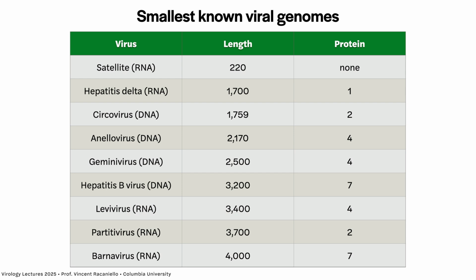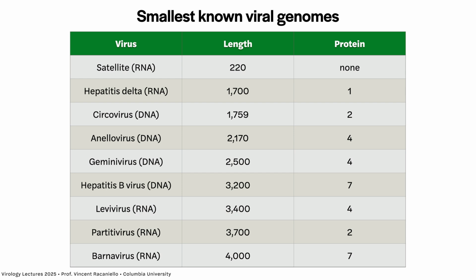Then under that is hepatitis delta RNA, which is a human pathogen. This encodes one protein, and it depends on hepatitis B virus to assemble a virus particle, a delta particle. And so you only find delta in people who already have hepatitis B virus infection. And we think that hepatitis delta makes hepatitis B virus infection worse.